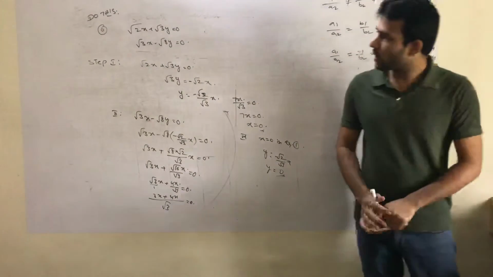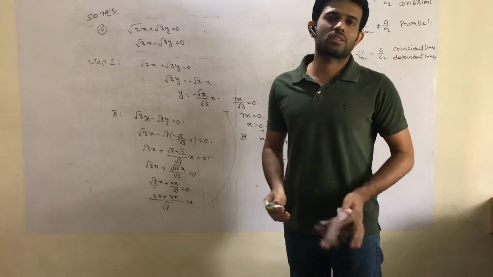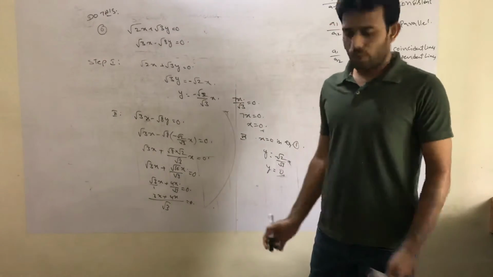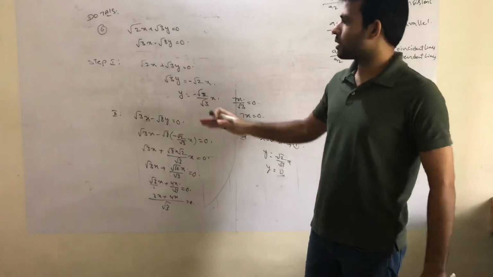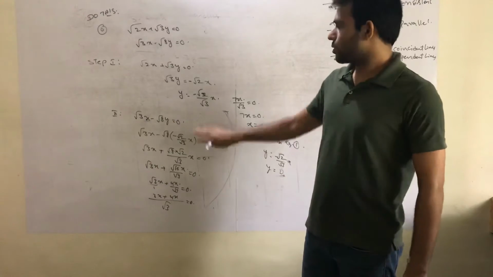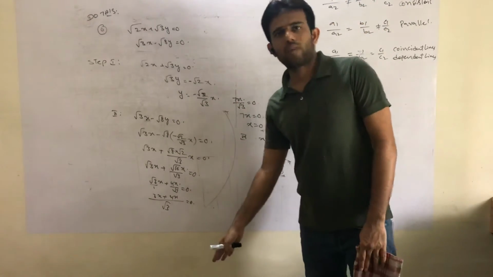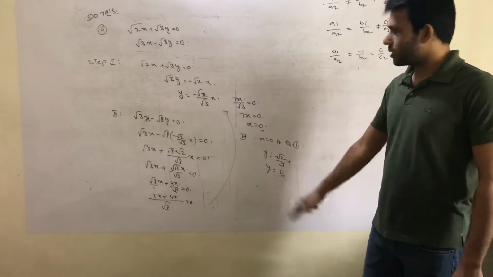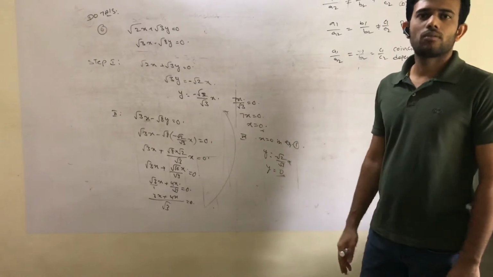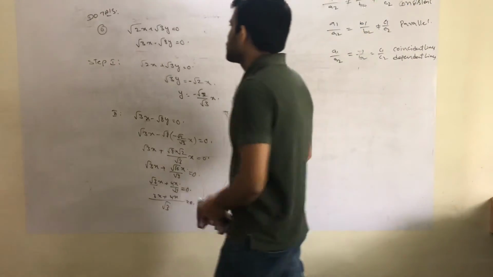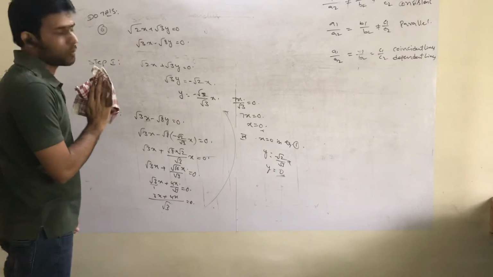So don't get afraid of what is given, like root 2, root 3. They are all just coefficients of x and y. And you know what to do and how to solve using the substitution method. So you just follow the steps. First you write y in terms of x and substitute into the other equation. Then you get the value of x, and that value of x you substitute into the first equation or second equation. You get the value of y. Okay, so this is how you do using the substitution method.